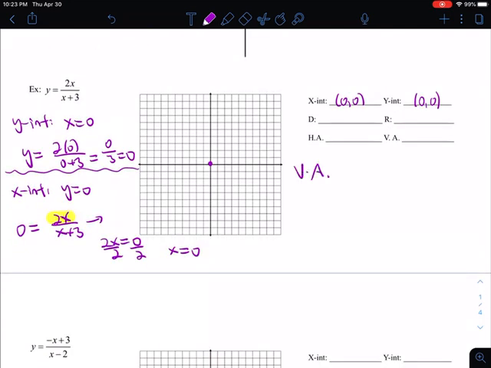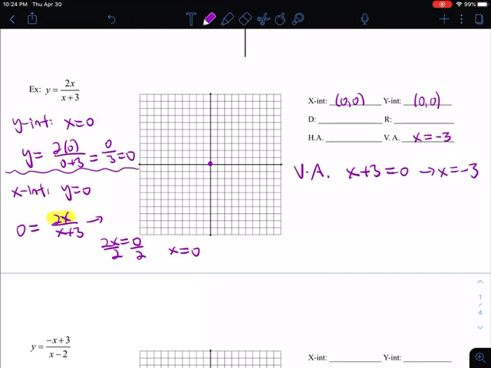So let's go down to our example. Let's say I want to find the vertical asymptote, VA. The denominator here, in this case, is x plus 3. So I want to set x plus 3 equal to 0. And then how do I solve for x? Well, in this case, subtract 3 on both sides, so I get x equals -3.